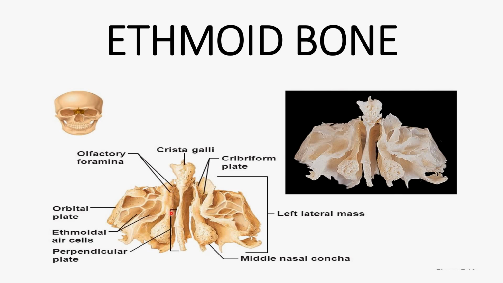This side of the ethmoid bone is called the lateral mass. So lateral mass, and the perpendicular plate which forms the nasal septum in the nasal cavity. This perpendicular plate forms the nasal septum, and you have to remember the olfactory foramen in the cribriform plate.